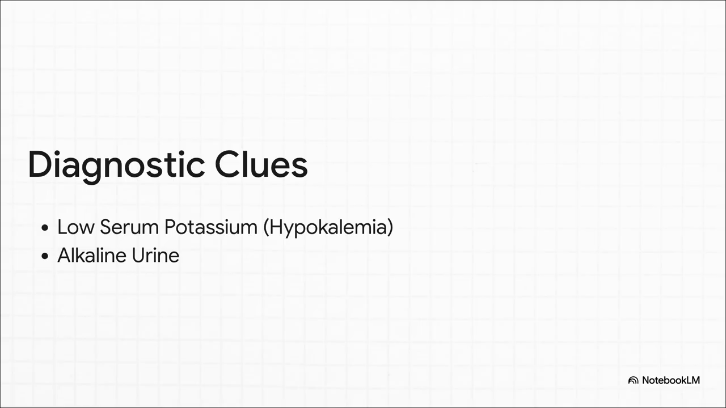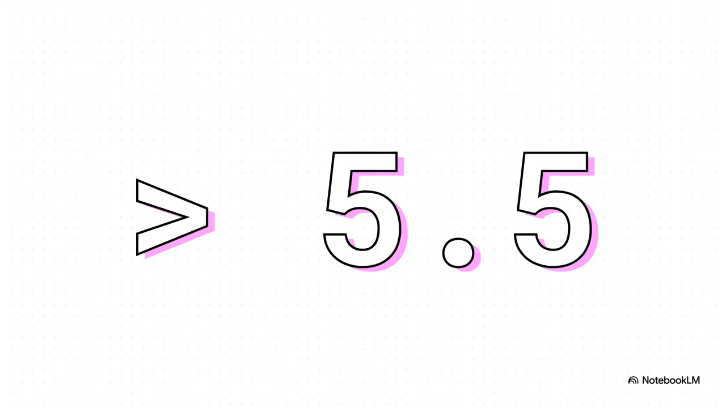So if we're the detectives, what clues are we looking for? Well, there are two huge ones that just scream type 1. First, these patients have low potassium in their blood, hypokalemia. And second, and this is the real giveaway, their urine is alkaline. It's not acidic, because that broken pump can't push the acid out. And that leads us to the single most important number you need to know for type 1. The urine pH is going to be stubbornly high, always greater than 5.5.